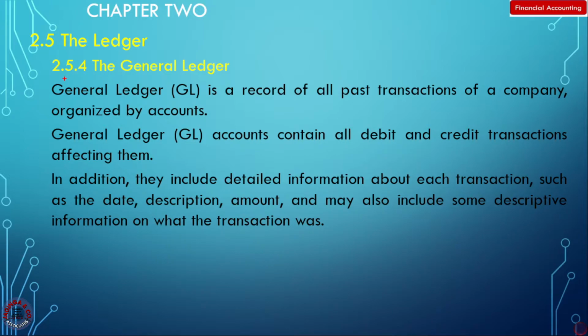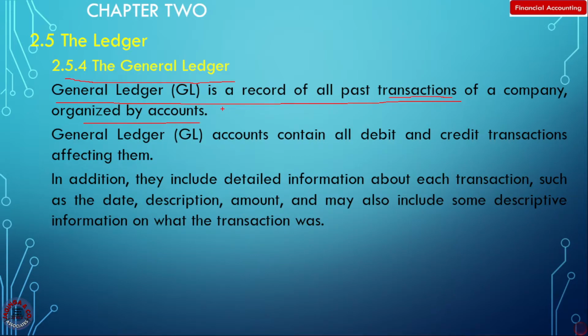And now we are in chapter 2.5.4, the general ledger. So what do we mean by general ledger? Here we are saying that the general ledger is a record of all past transactions of a company organized by accounts. All the past transactions we get from the source documents that we record in journals, we record them in accounts, and these accounts are what form part of the general ledger.